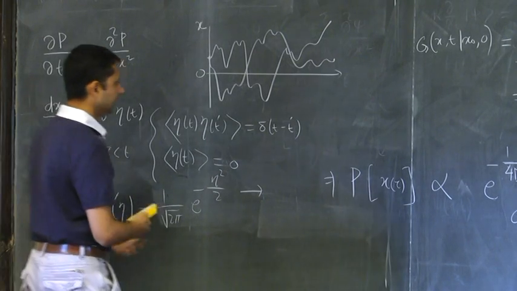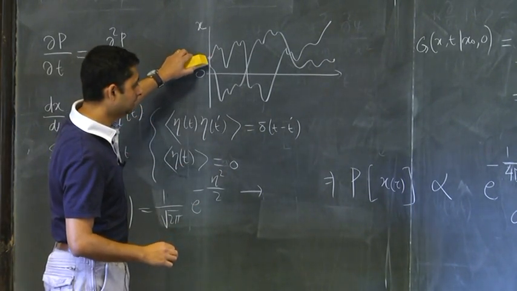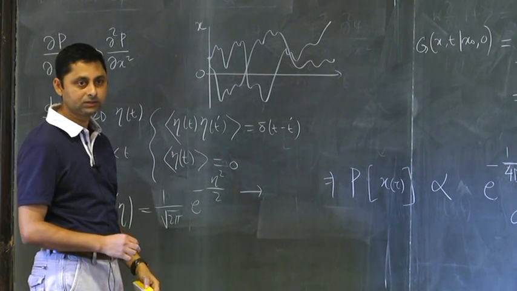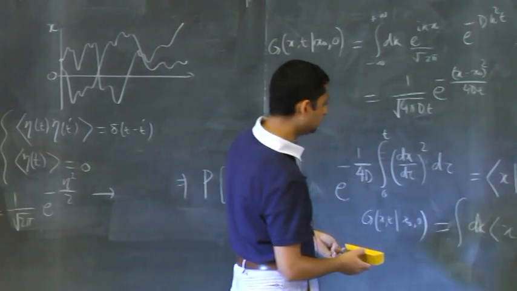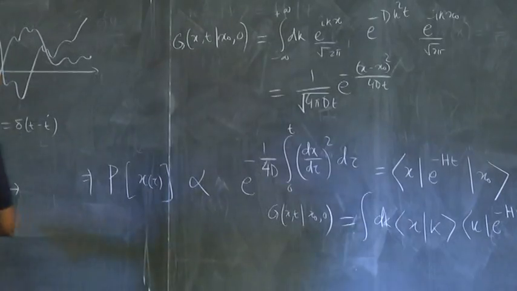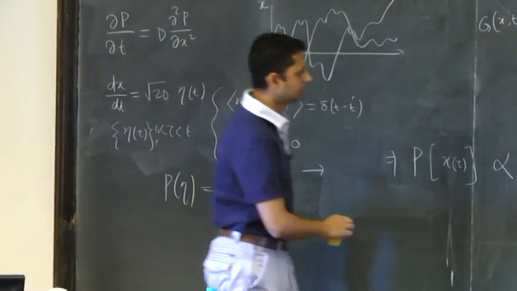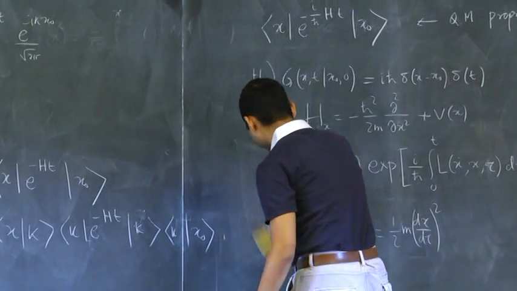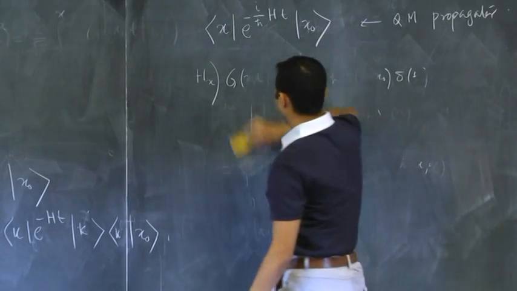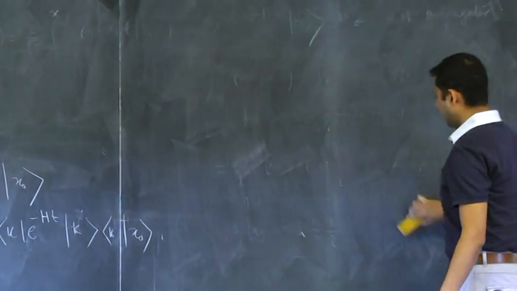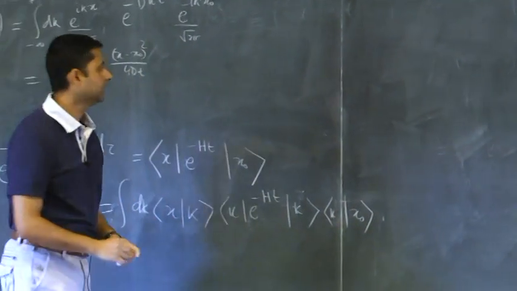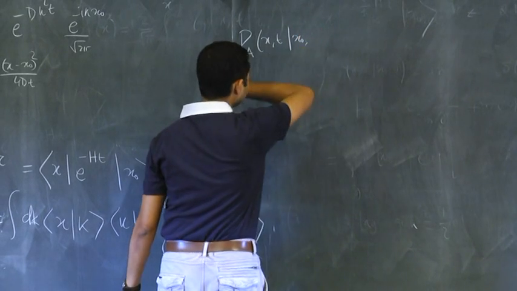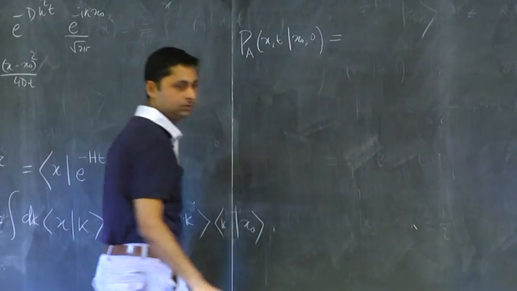So what are absorbing boundaries? You want to look at all paths which do not cross the origin. So how do you do that? Given this propagator, which you know, how do you do that? You look at only those paths which do not cross the origin. So you want to find out this propagator P of A, x, t, x0.